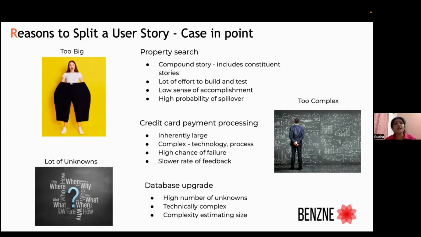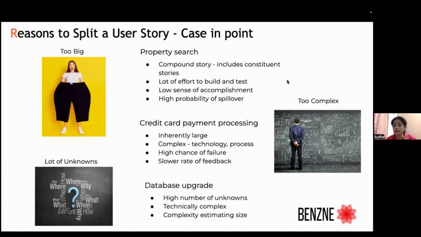The third scenario that you might encounter is when you face a lot of unknowns. When you have a lot of unknowns, implementation becomes very difficult. So these are the kinds of stories that you must watch out for, and in these situations you would want to consider splitting the story into smaller stories. Now, the slide that we are currently seeing talks about some examples.